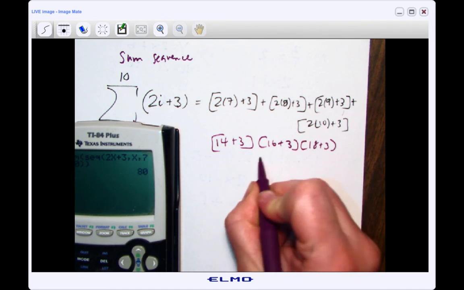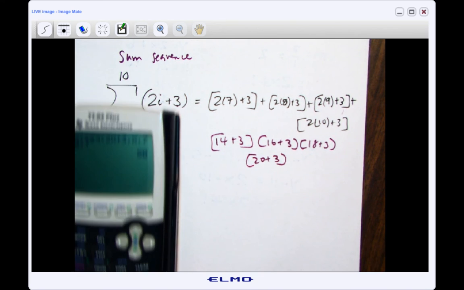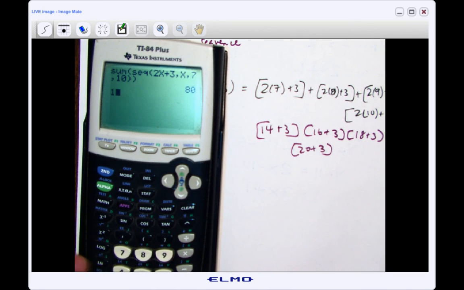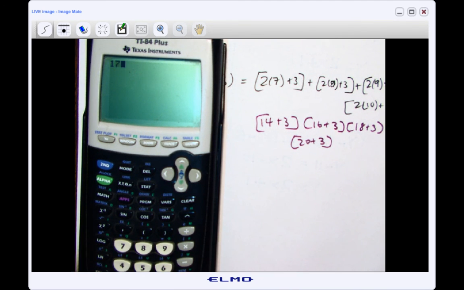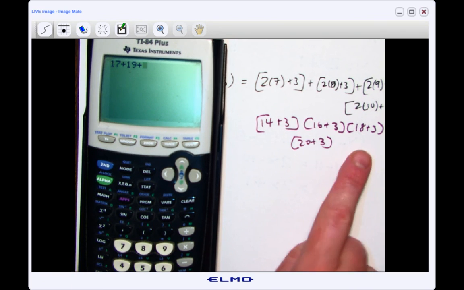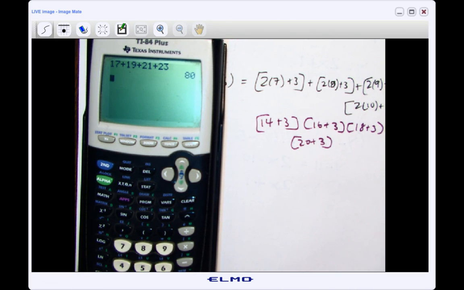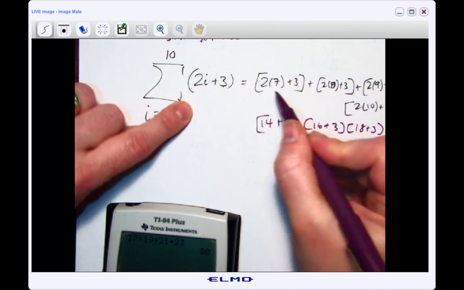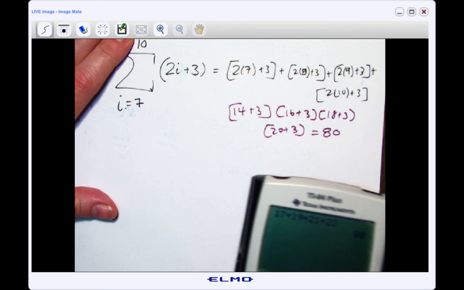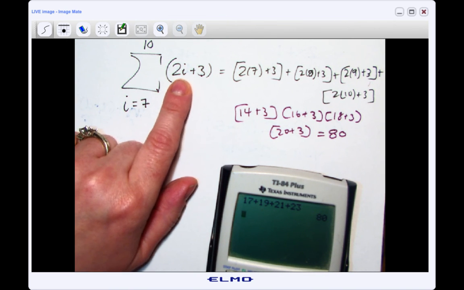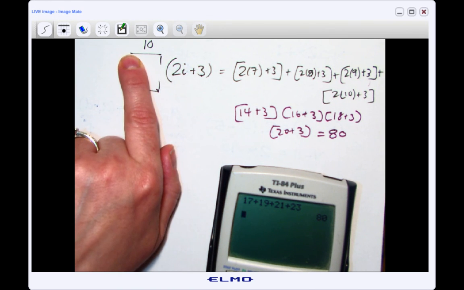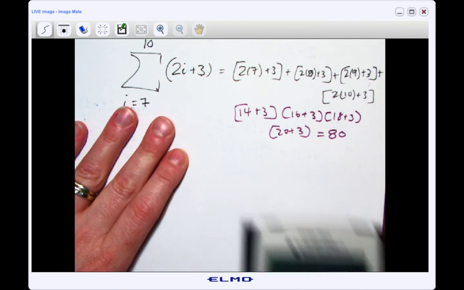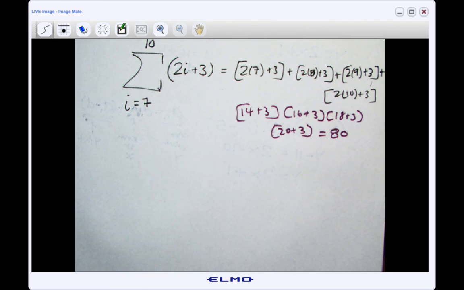18 plus 3. Let's do it out just to make sure that we're good. 17 plus 19 plus, what's 18 plus 3? 21 plus 23. And there's my 80. Okay, so for these ones, we can do them on the calculator. We could do them out by hand. And I can use this for any kind of sequence. It doesn't matter what this formula is. I just have to tell the calculator what it is. I have to tell it where to start and where to stop. All right, but of course, these ones are easy enough to do out by hand. They're not that long. So either way.